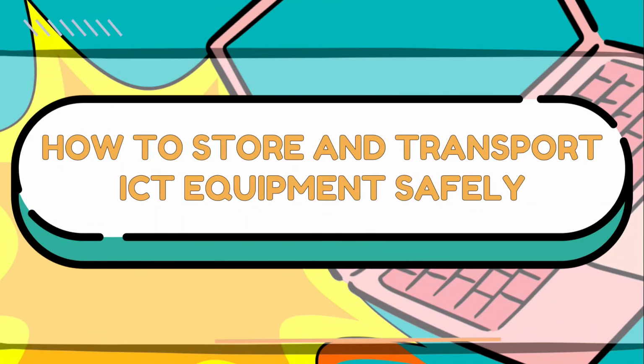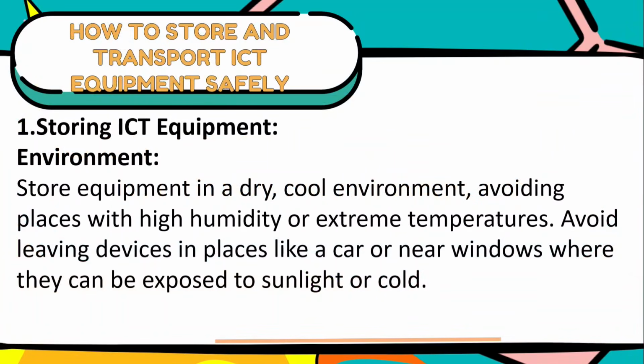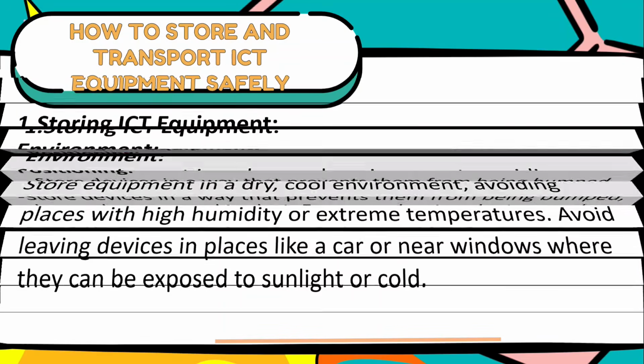How to store and transport ICT equipment safely. Number 1 is storing ICT equipment. Environment. Store equipment in a dry, cool environment, avoiding places with high humidity or extreme temperatures. Avoid leaving devices in places like a car or near windows where they can be exposed to sunlight or cold.